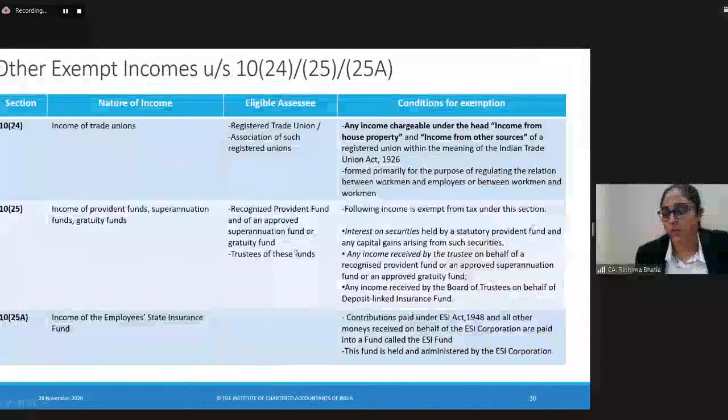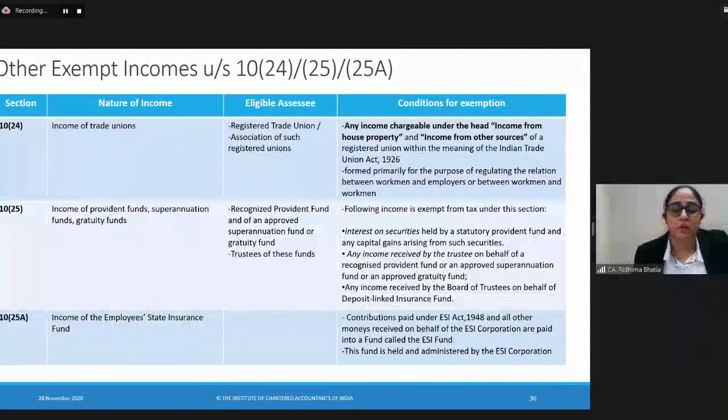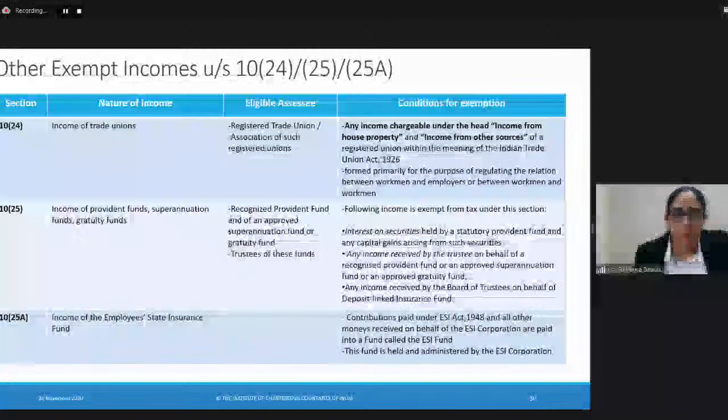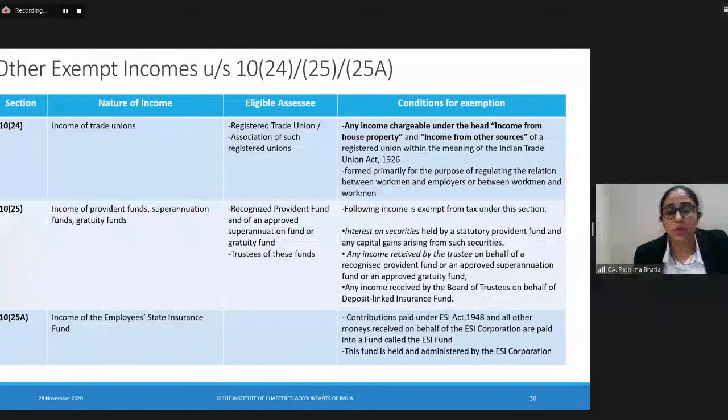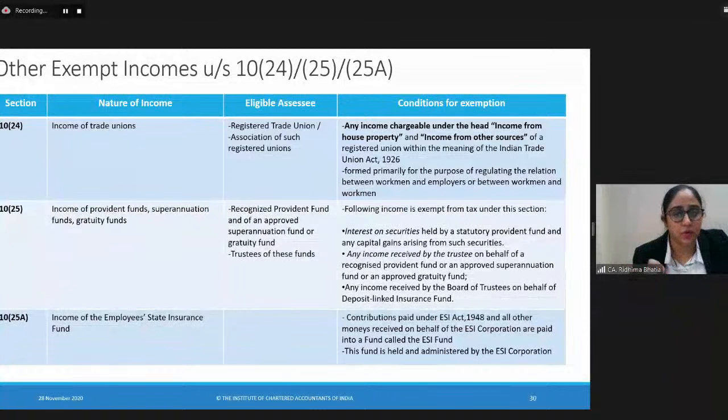Next, simple. Is my income of trade unions, not any trade union, registered trade unions का income is exempt if it is income from other sources or income from house property. Okay, their income is exempt. Similarly, provident funds, superannuation fund, gratuity funds, I'm talking about the funds. These funds receive contributions. The contributions are the income of these funds, and that is exempt under section 10 clause 25.